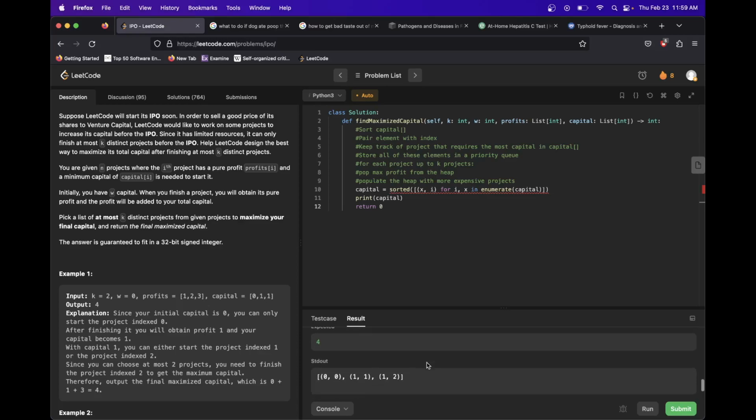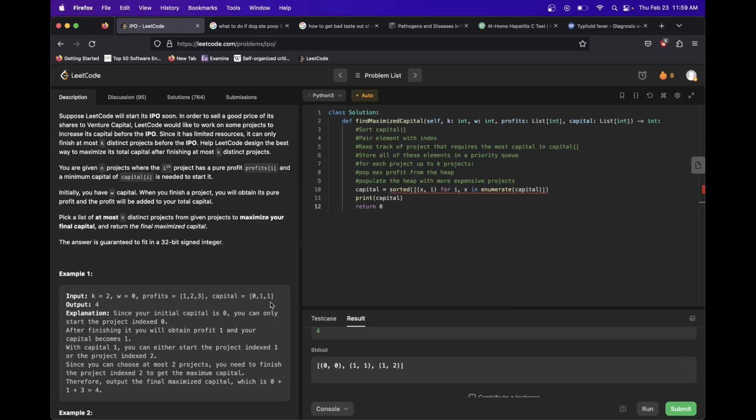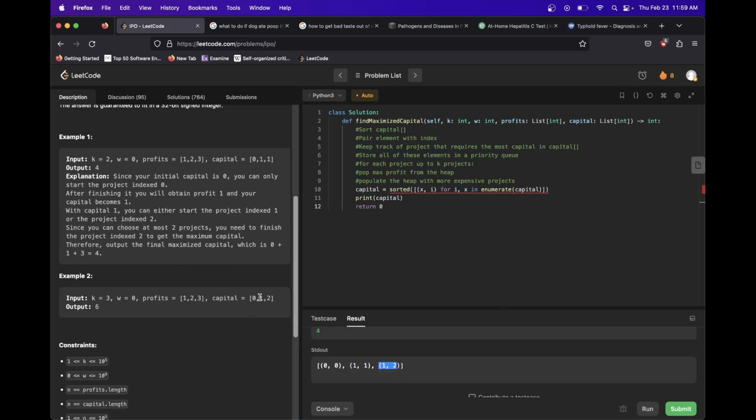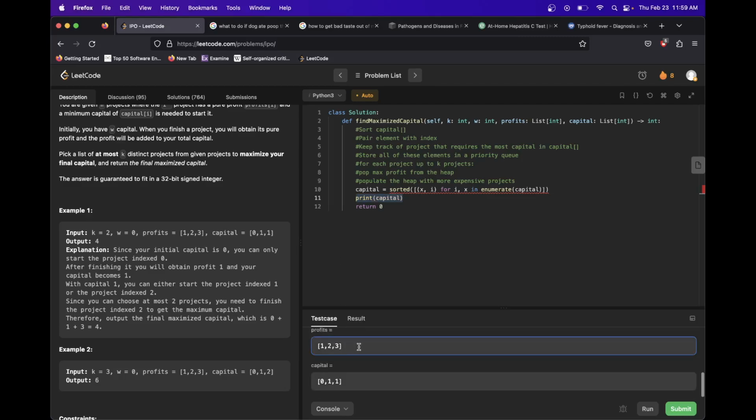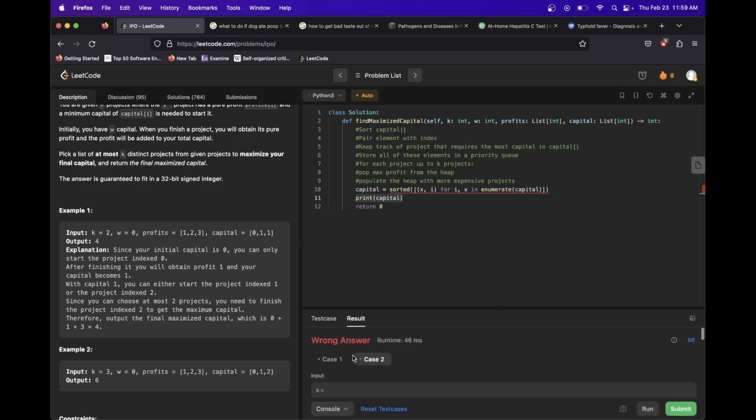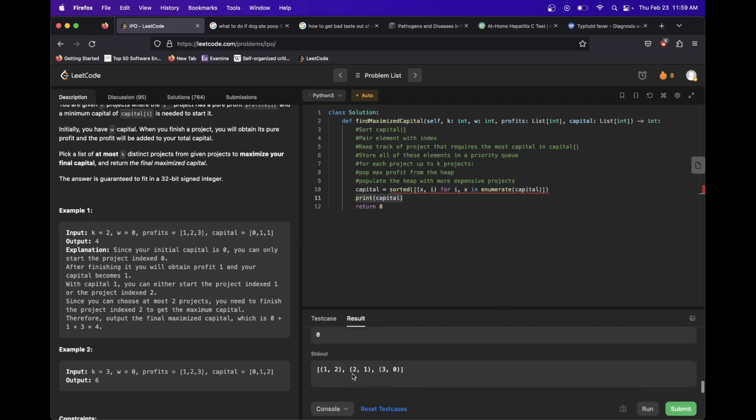Okay, so we can see when we print capital, the sorting order is exactly the same. So the element 1 has the index 0, the element 0 has the index 0. This element 1 has an index of 1. This element 1 has an index of 2. This is also sorted, so it'll pretty much be exactly the same. If we change this around and said capital is now 3, 2, 1, then it's going to say element 1 has an index of 2, element 2 has an index of 1, and element 3 has an index of 0.